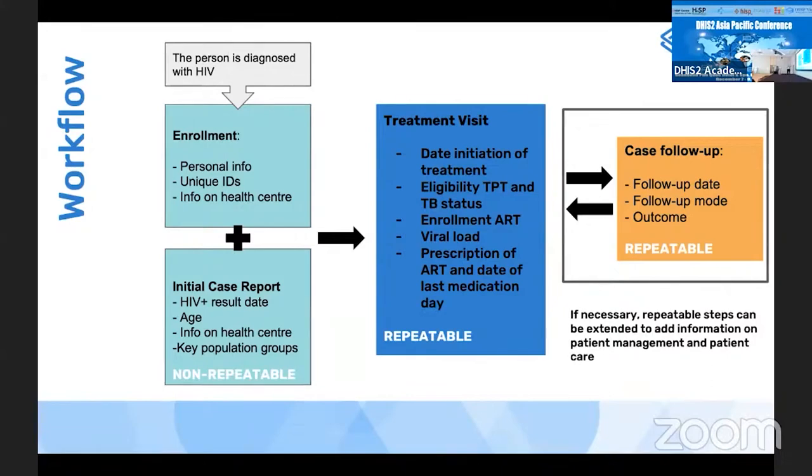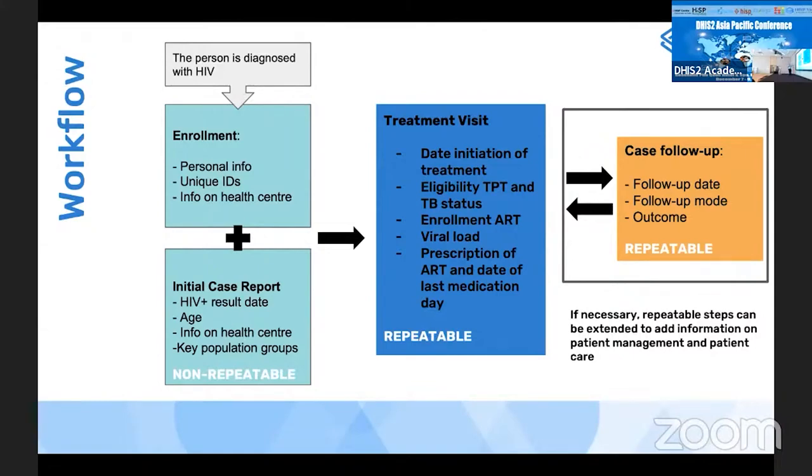Then, once the initial stages, the enrollment and the non-repeatable stage or one-time event, are created, you move to the treatment visit, which is a repeatable event. That means you fill it multiple times based on the number of times the patient visits the health center. So you mention the date of initiation of treatment, the eligibility for TPT and TB status, the enrollment details on the ART, the viral load details, the prescription of ART, and the date of the last medication day in order to check the adherence of the patient on the ART treatment.